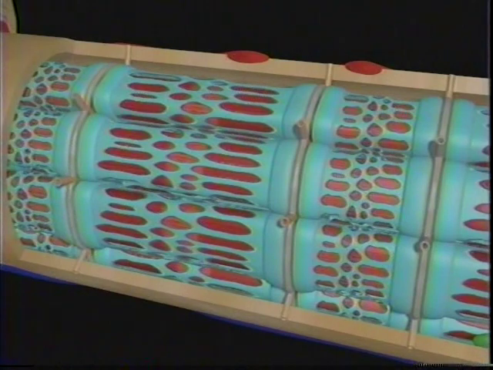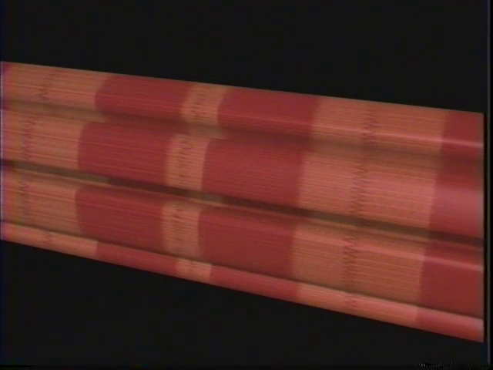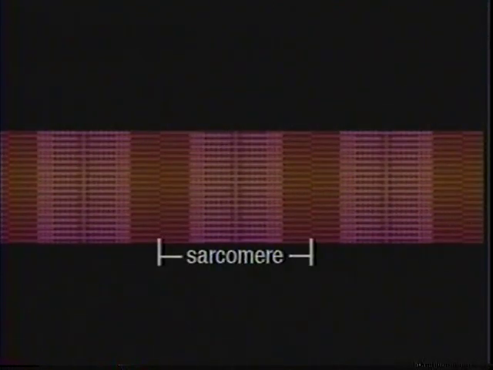Welcome back. We'll now take a close look at the structure of the sarcomere. Remember that each muscle fiber contains hundreds of cylindrical structures called myofibrils. The ends of each myofibril are attached to the sarcolemma of the muscle fiber. Thus, when myofibrils contract, muscle fibers shorten. A myofibril consists of a linear chain of sarcomeres.